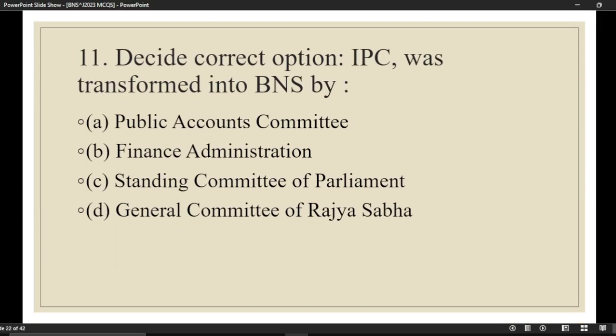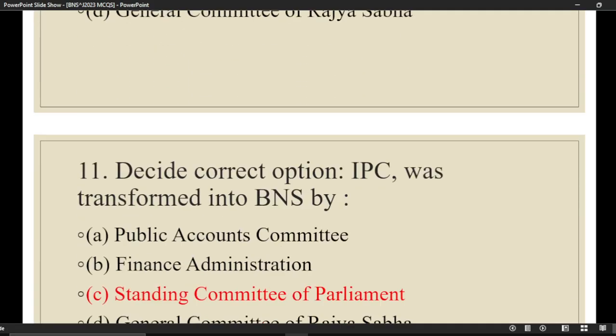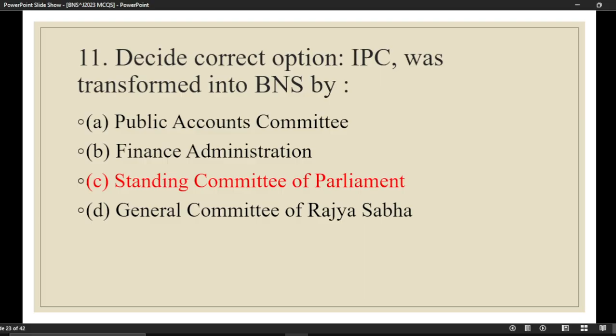Question 11. Decide the correct option. IPC was transformed into BNS by. So which committee has transformed the IPC into the Bharatiya Nyaya Sanhita? Is it option A, that is the Public Accounts Committee? Option B, Finance Administration? Option C, Standing Committee of the Parliament, or is it option D, General Committee of Rajya Sabha? So if we talk about the transformation of IPC into the BNS, it has been done by the Standing Committee of our Parliament.